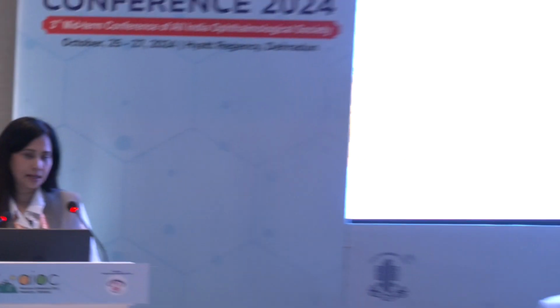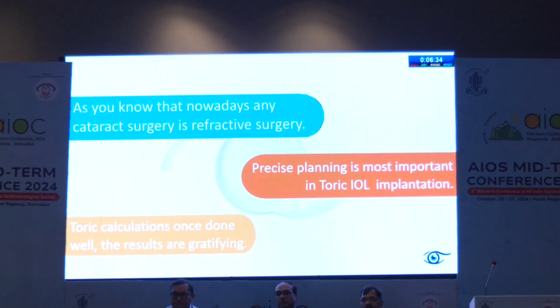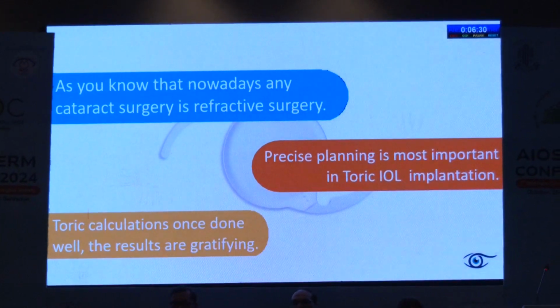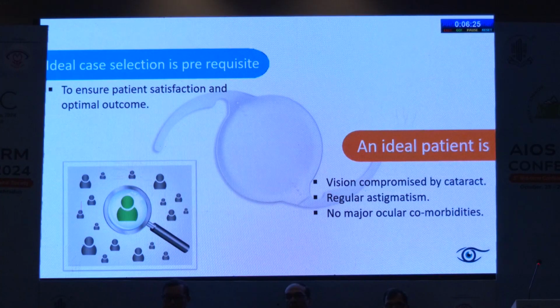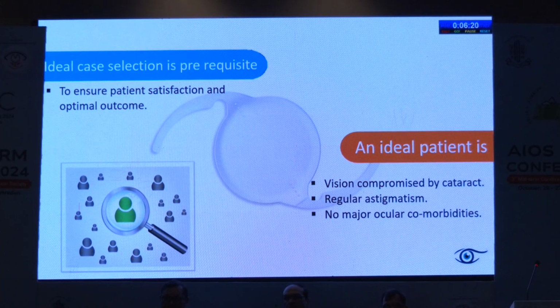My topic is patient selection and calculations for the toric IOL. As we know, toric IOL practice has increased in recent years, and modern-day cataract surgery is a refractive surgery. So precise planning is the most important factor here. Toric calculations, once done well, give very gratifying results and happy patients. So an ideal case selection is a prerequisite before the surgery to ensure patient satisfaction and to give optimal outcome.